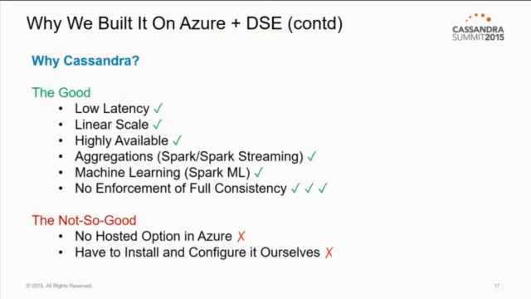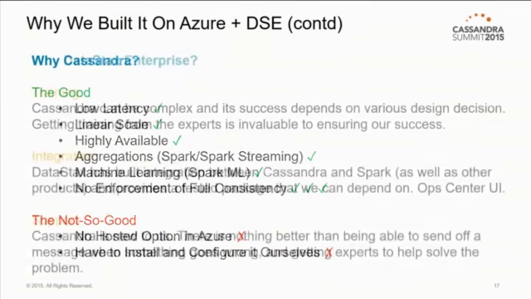Why Cassandra? I talked a bit about this. The biggest thing for us was that it didn't enforce full consistency. We can decide what data is important that we get all of it, and what data is okay if we lose some of it because we're looking at an aggregate. The bad thing was we had to run it ourselves. We would have loved a hosted solution, less overhead on the team, but so far it actually hasn't been bad.